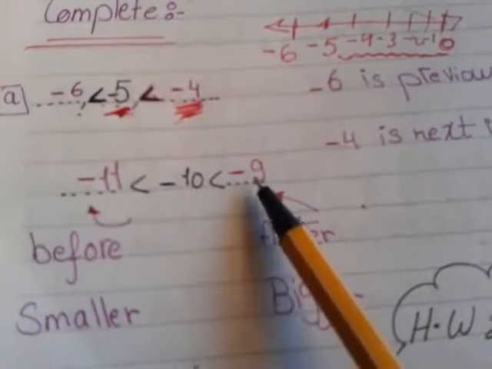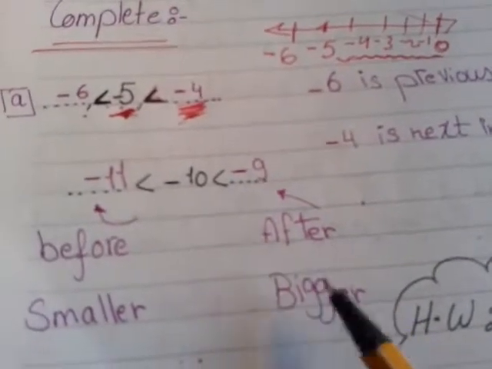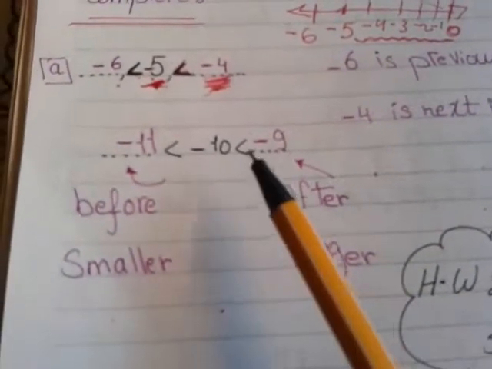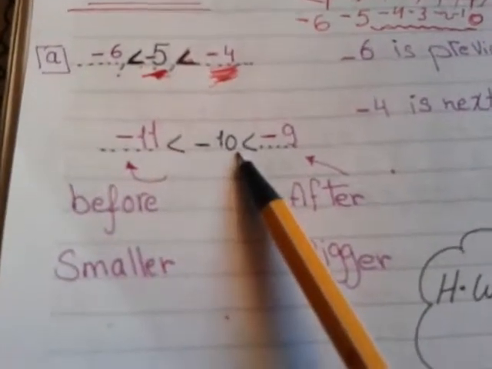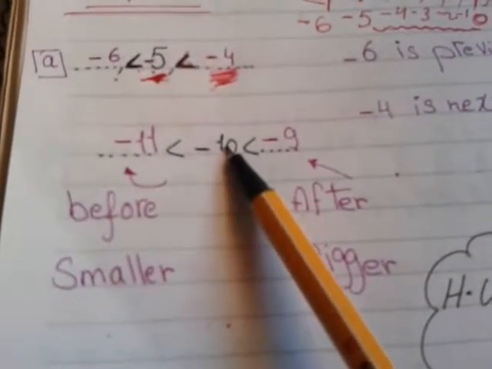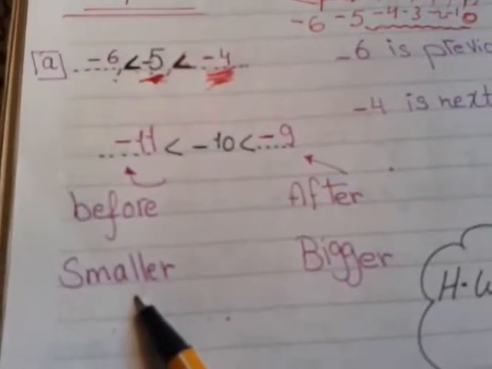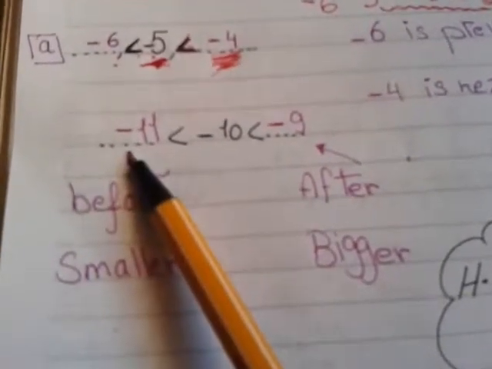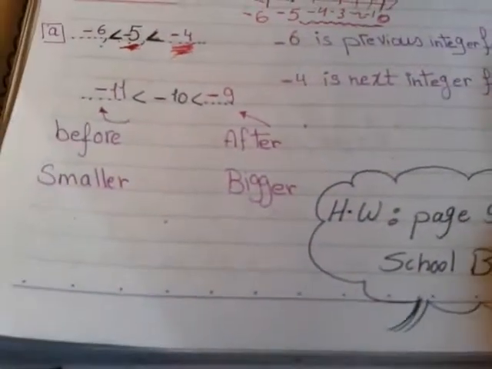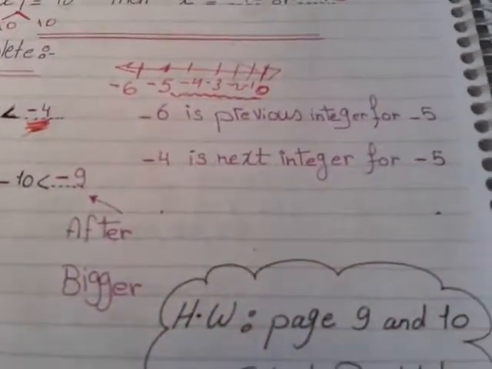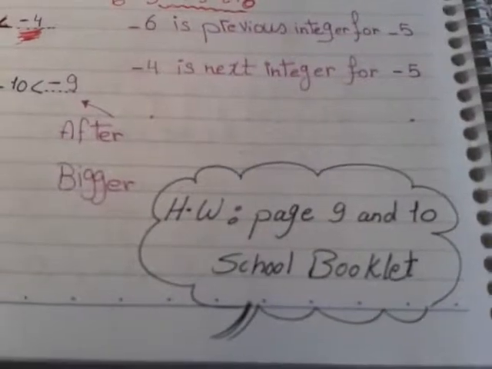Here we have negative 10. Negative 9 is after, so this is bigger. What is before negative 10? Negative 11. So before is smaller. I hope you got the lesson, and I hope you study your homework well.